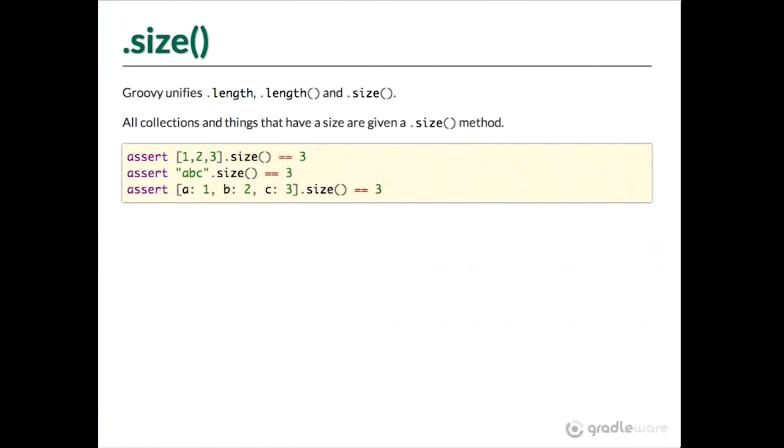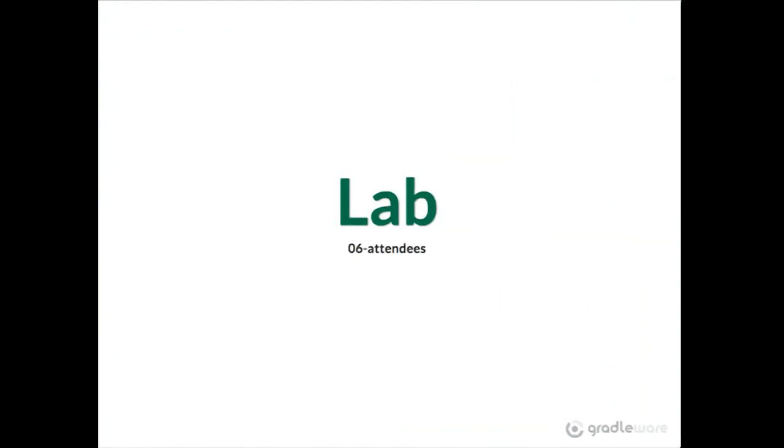I'll just keep going. So size, Perryn mentioned this, very nice thing. It just unifies the size method across all types of things that have a size. That's quite interesting, and that's one thing that frustrates me going back to Java, is that I expect the size method to be there on things that it should be there for, but it's not. That's nice.